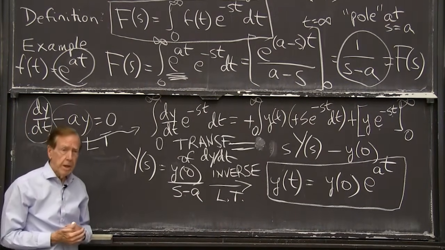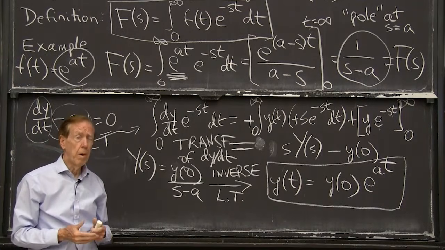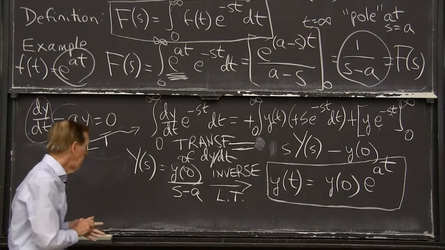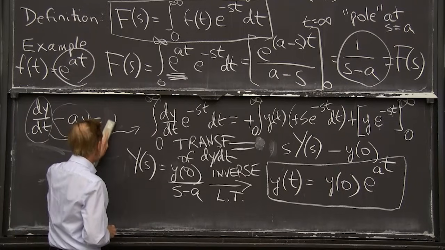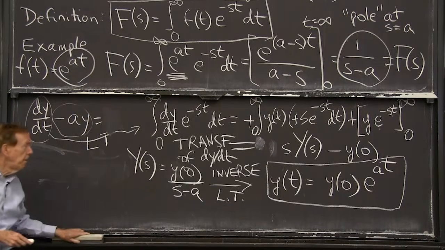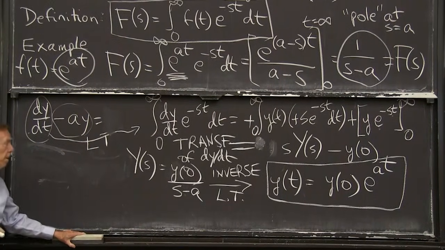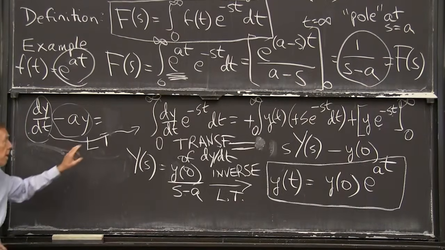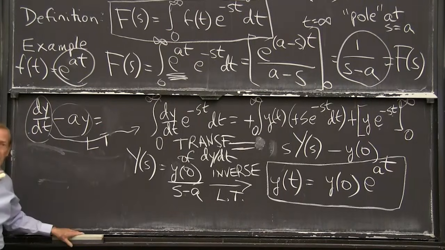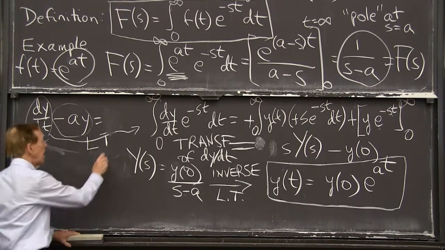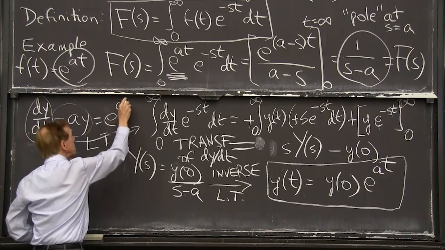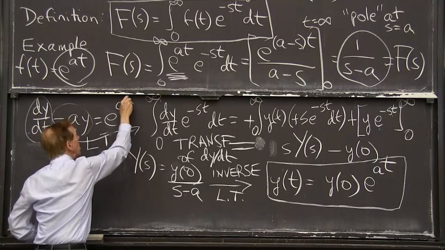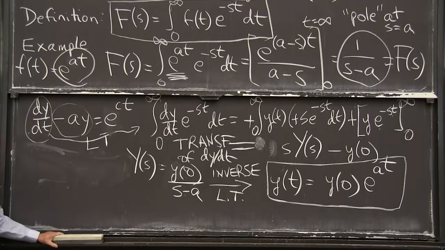Okay, can I do one more example of a first order equation? Now I'm going to put in an f of t. I'm going to put in a source term. So I'll do all the same stuff, but I'm going to have an f of t. And what shall I take for f? I'll take an exponential again, e to the ct. So that's my right-hand side.